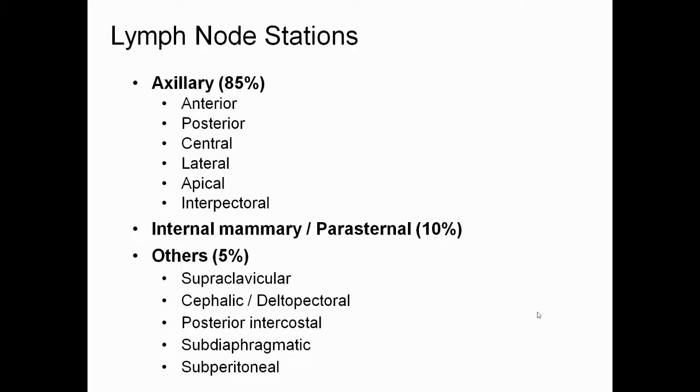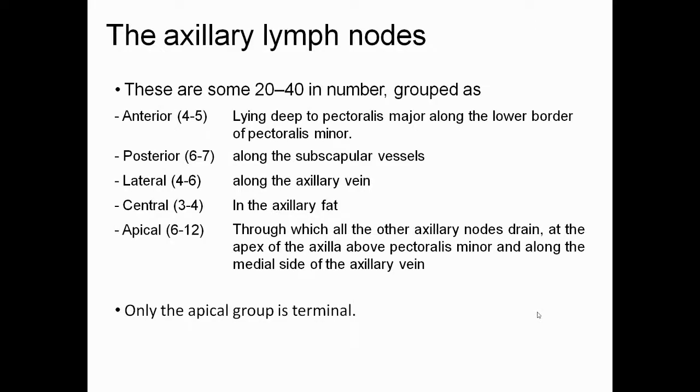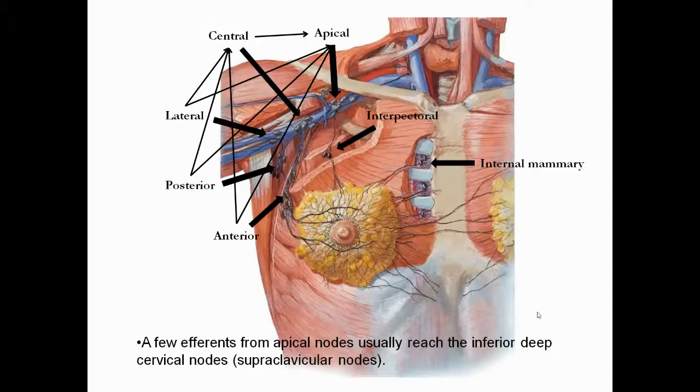Lymph nodes are axillary, which can be anterior, posterior, central, lateral, apical and interpectoral, and internal mammary, which make up 10% of the total lymph nodes, and others, about 5%, which can be supraclavicular, cephalic, posterior intercostal, subdiaphragmatic, and subperitoneal. The axillary lymph nodes are 20 to 40 in number and grouped as anterior, posterior, lateral, central, and apical, and only the apical group is the terminal lymph nodes.